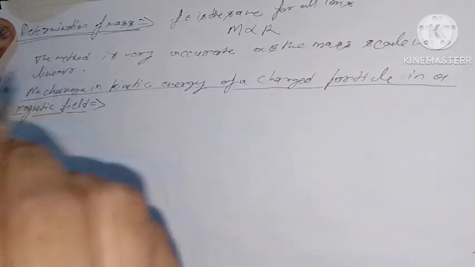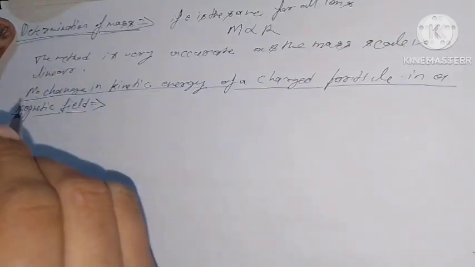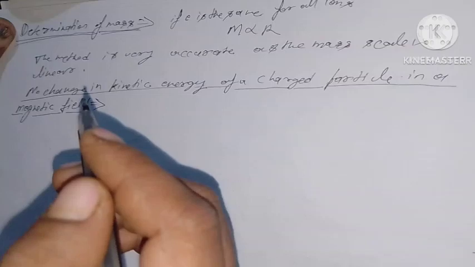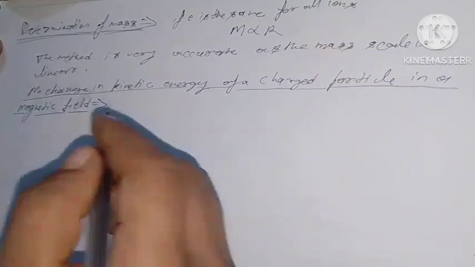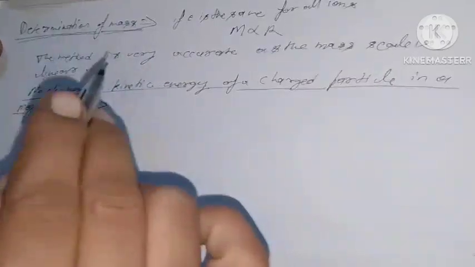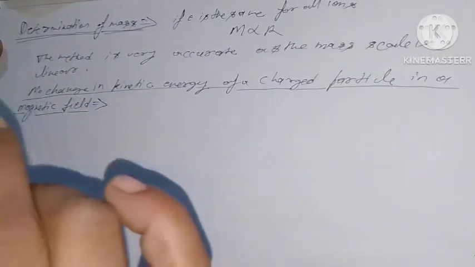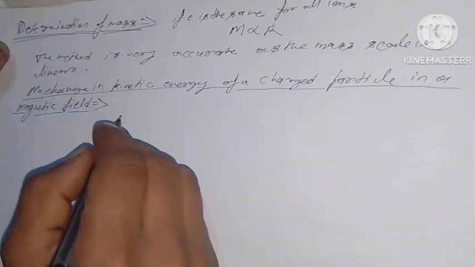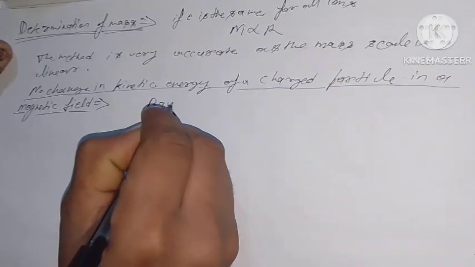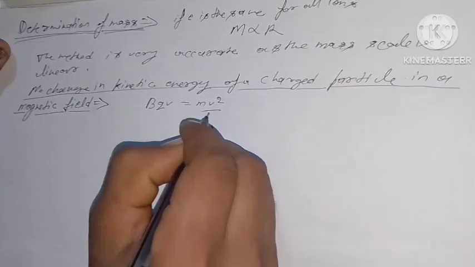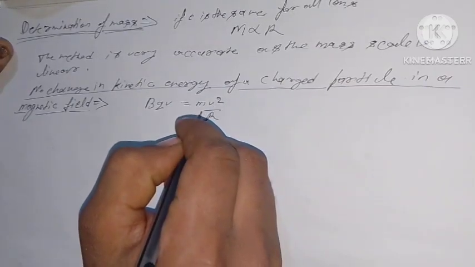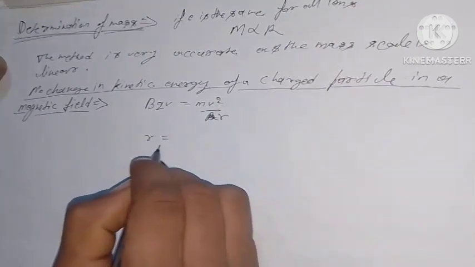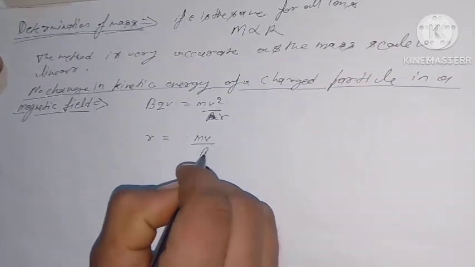When a charged particle having charge q and velocity small v, with kinetic energy 1 by 2 mv square, enters a magnetic field of intensity B perpendicular to its path, the force acts perpendicular to the direction of the magnetic field, and the charged particle will therefore move in a circular path of radius r, given by BqV equal to mv square by r. Okay. So r equal to mv by Bq.